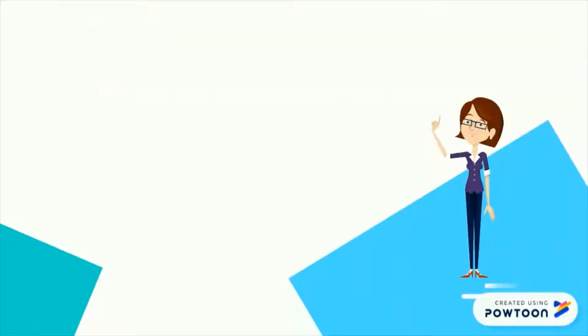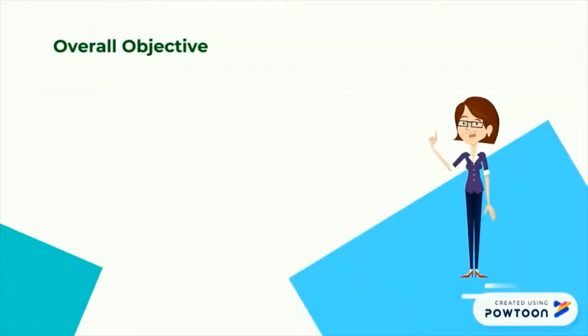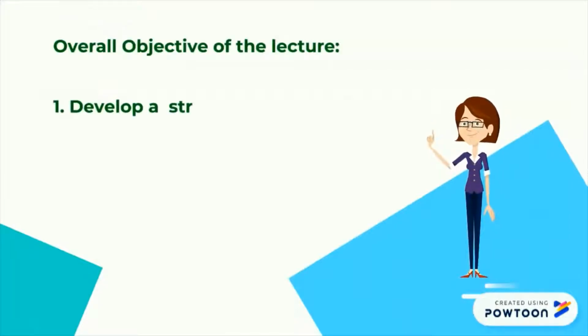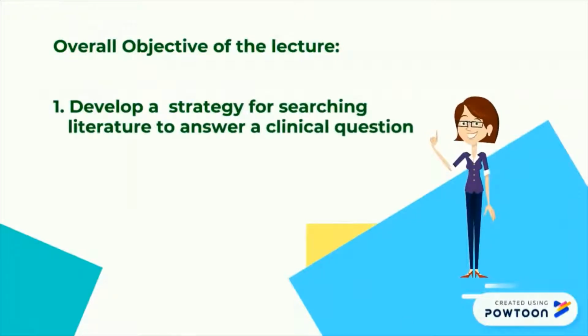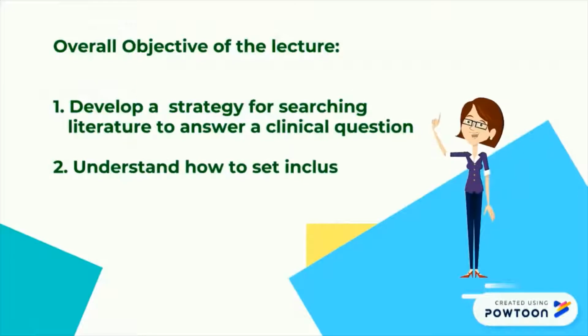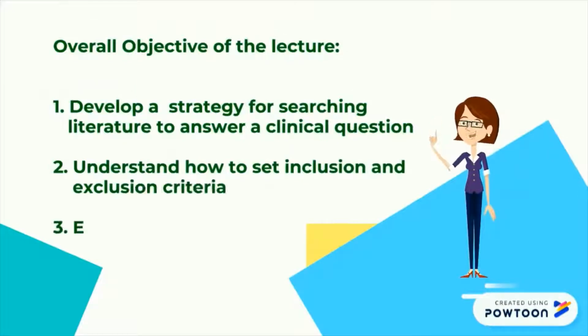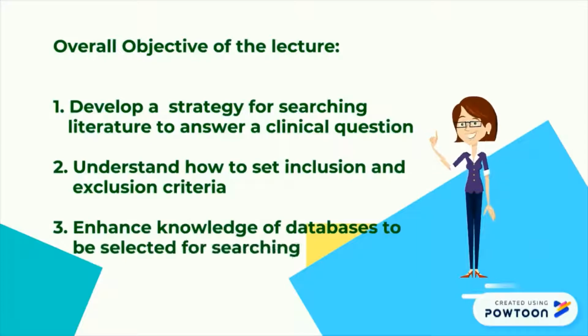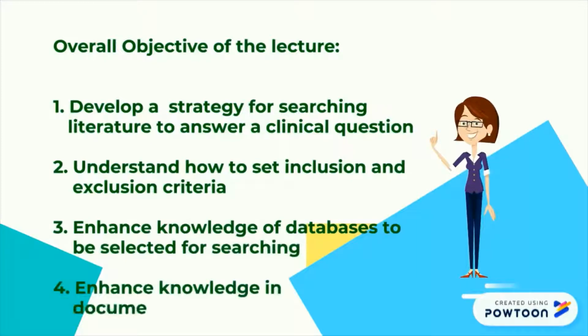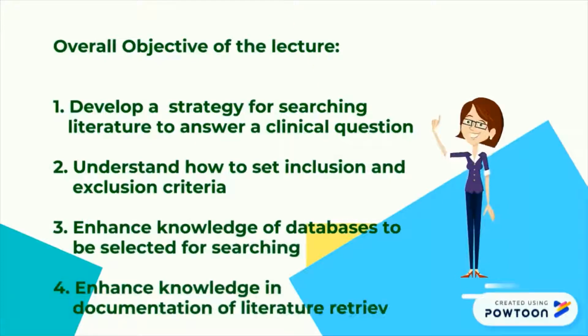The overall objectives of this discussion are, first, to develop a strategy for searching literature to answer clinical questions. Number two, to understand how to set inclusion and exclusion criteria. Number three, enhance knowledge of databases to be selected for searching, and enhance knowledge and documentation of literature retrieval.